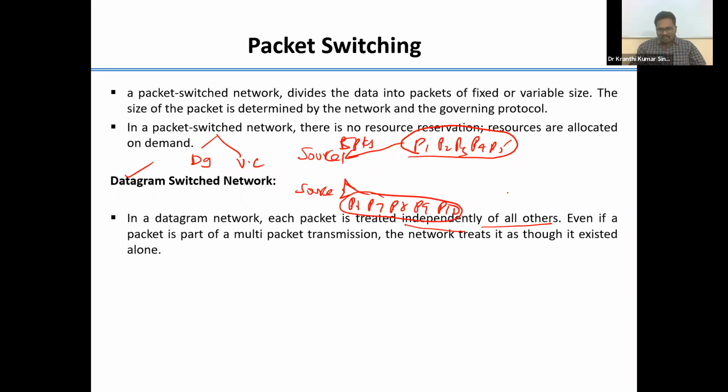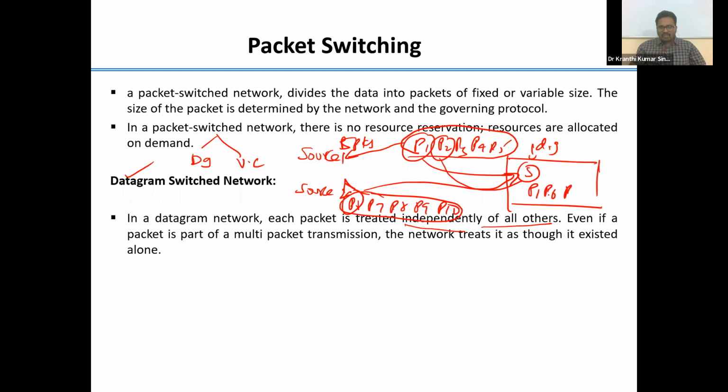But in real time, when these two sources are connected to one switch, according to the datagram network, it takes packet 1, it takes packet 6. This datagram network doesn't care whether packet 1 belongs to source 1 or packet 6 belongs to source 2. For example, the next packet is transmitted to the same switch, so it contains P1, P6, and P2. We know that P1 and P2 belong to source 1, but the datagram network doesn't care whether P1 and P2 are related or not. It treats them as individual, independent packets.